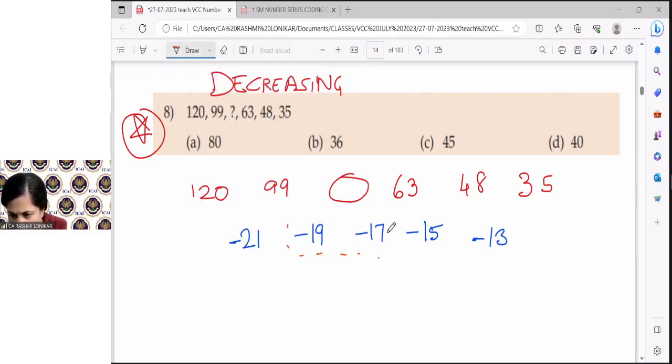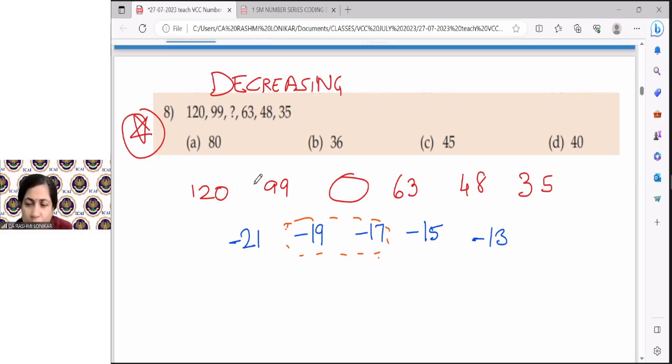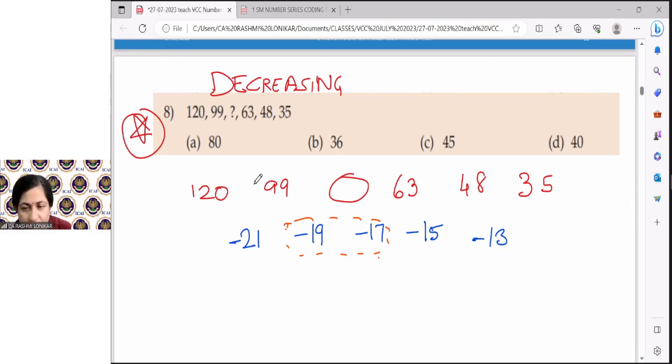These are the numbers with which I have made this series. As you know, this is an arithmetic progression: minus 21, minus 19, minus 17. Okay. So it's an AP problem. You can even solve it by the AP, you have to find T3. So let us see. 99 minus 19 will give you 9 minus 1, 8. So 80. 80 will be the correct answer.